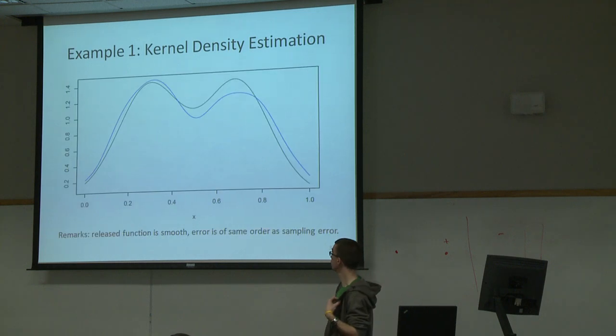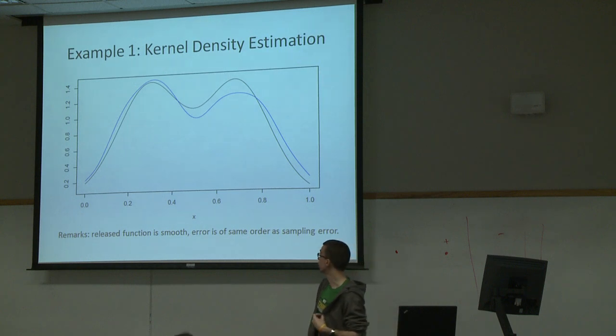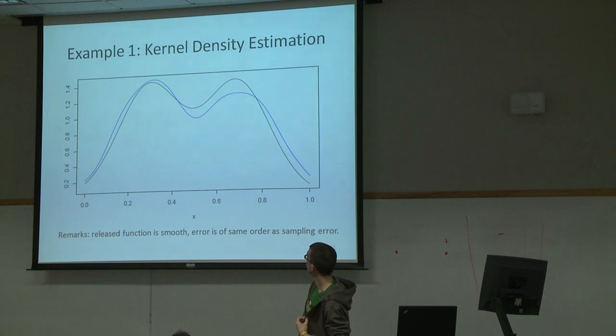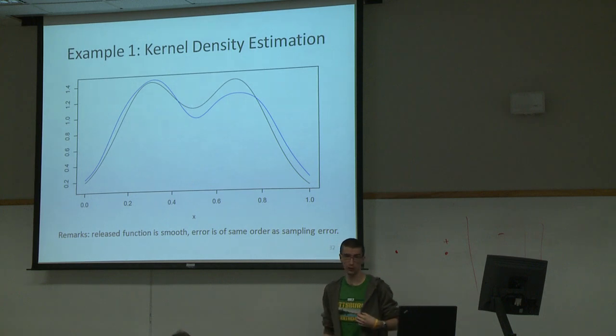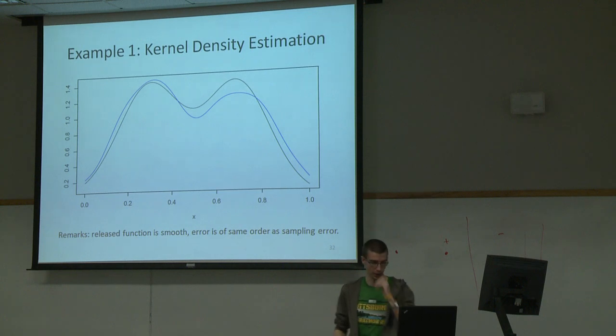So here's an example. In the black line, I have a kernel density estimator on like 100 points. I just generated them from a mixture of two normals. And then in the blue line, I have an example of a differentially private kernel density estimator, where I use alpha as 1, beta is 0.1, something like this. And we note that this function remains smooth, so errors on the same order, it seems like everything's pretty good.